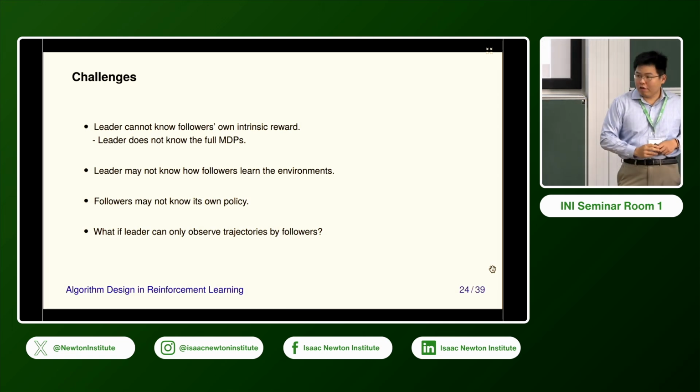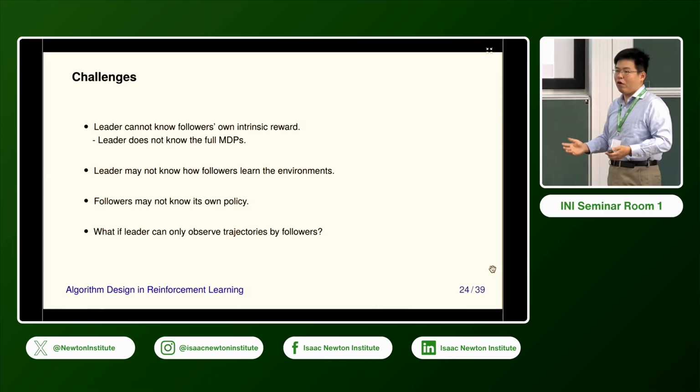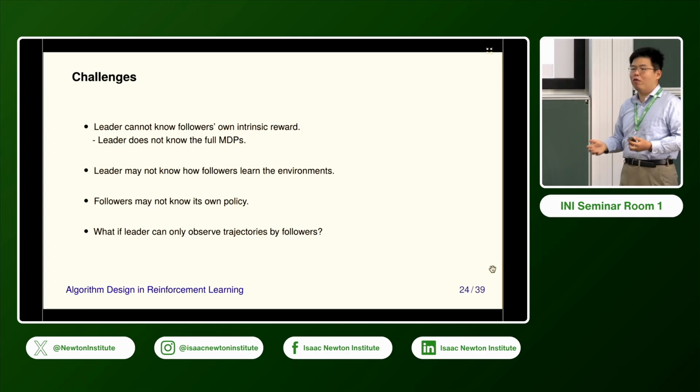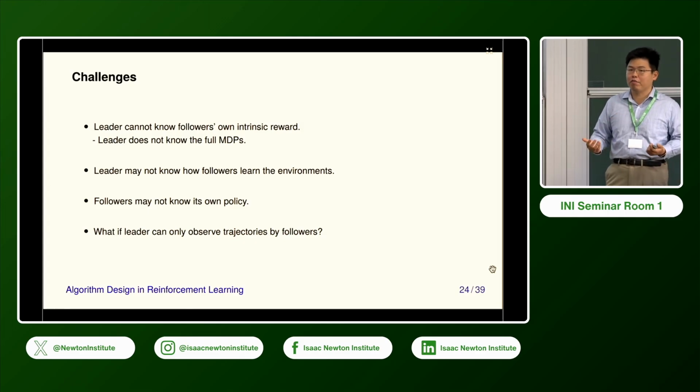The third thing is that the follower itself may not know its own optimal policy, especially in econ type of problems, right? The follower just knows, okay, I'm a rational person, what I do is actually maximizing my reward, but I actually don't know what my optimal policy is.